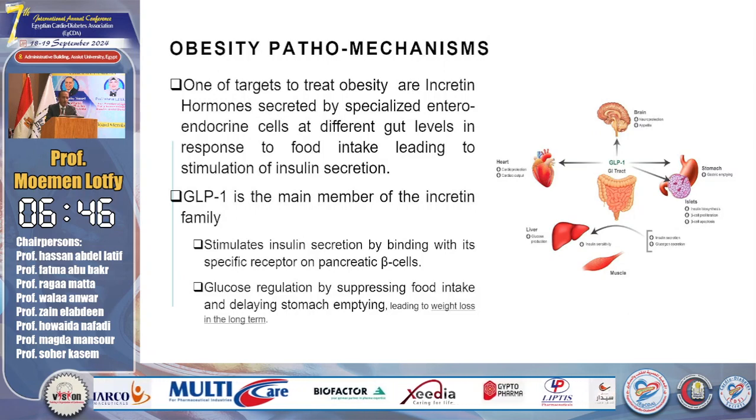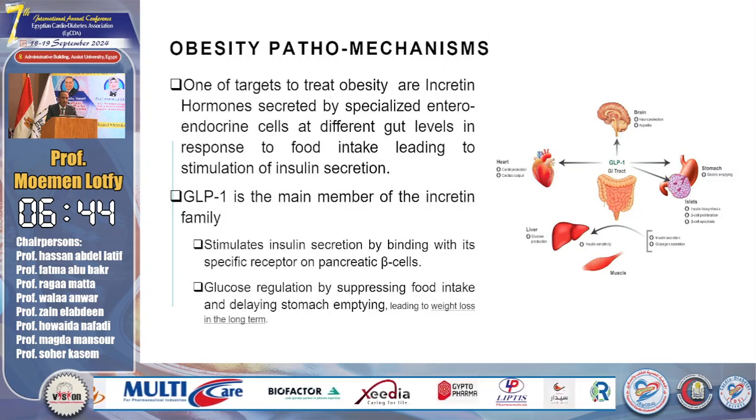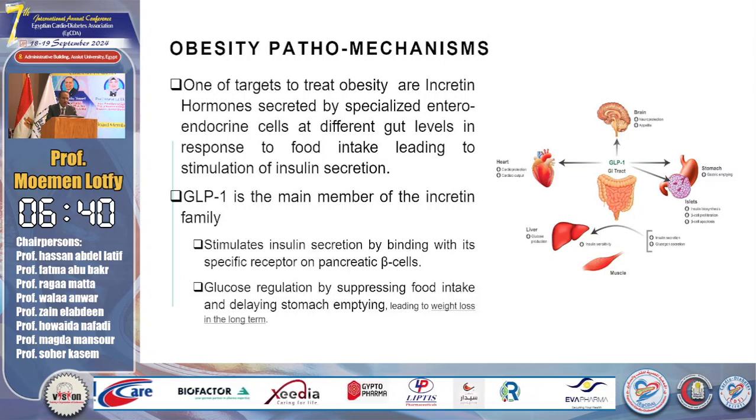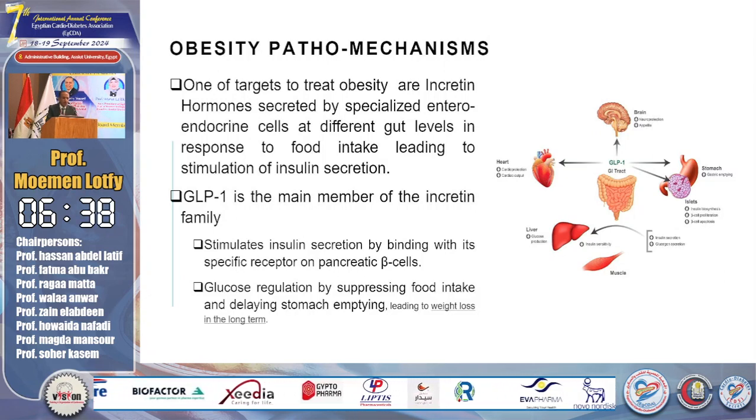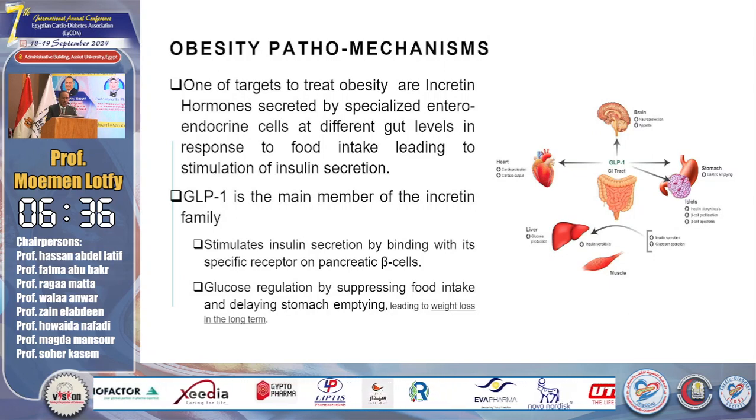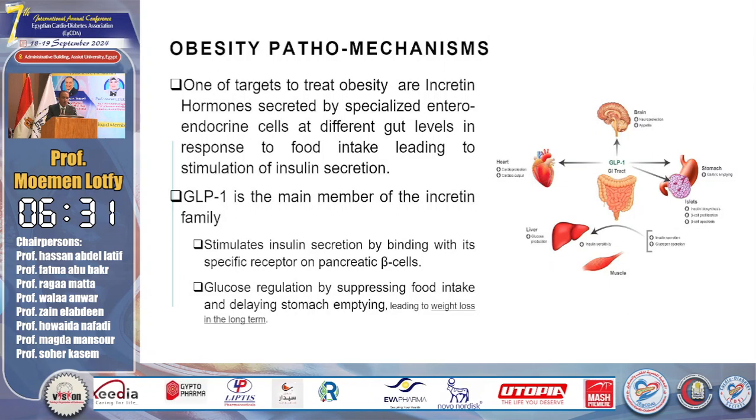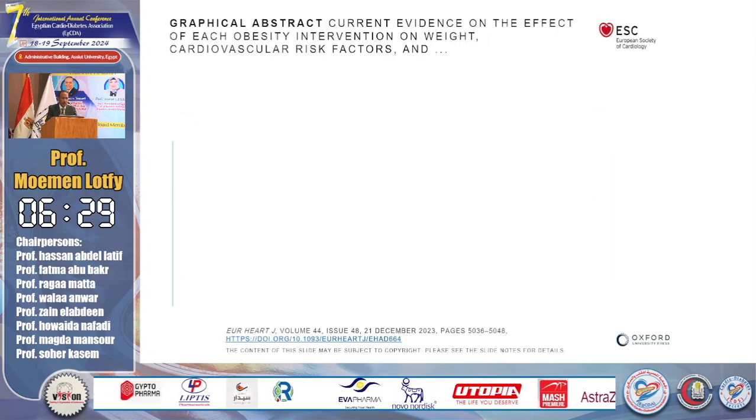GLP is the main member of this incretin hormone, stimulating insulin secretion by binding with its receptors on pancreatic beta cells and resulting in glucose regulation by suppressing food intake and delaying stomach emptying, and therefore resulting in weight loss in the long term.